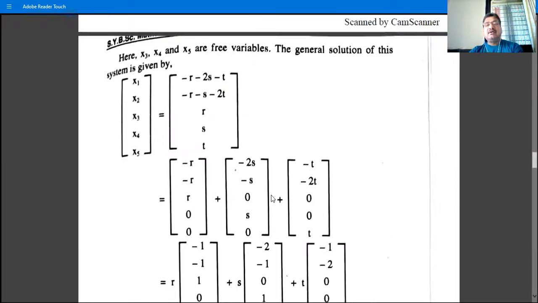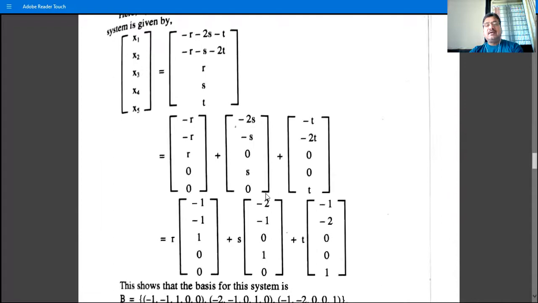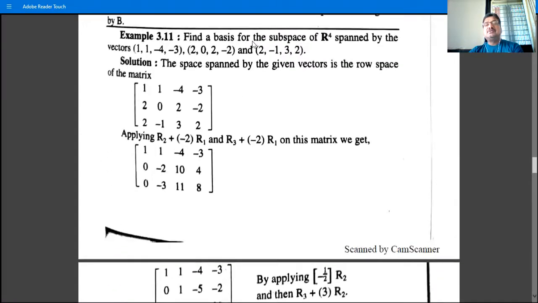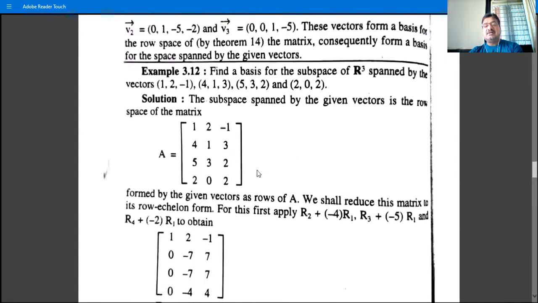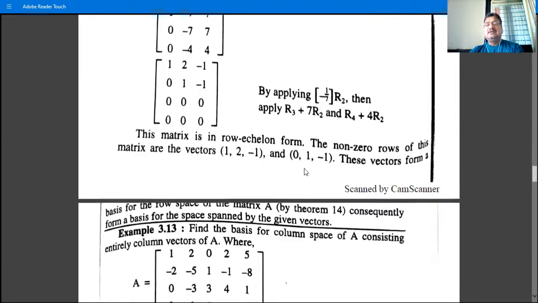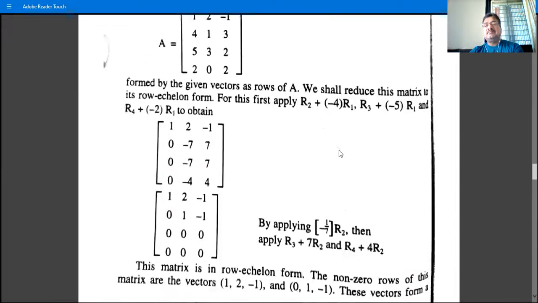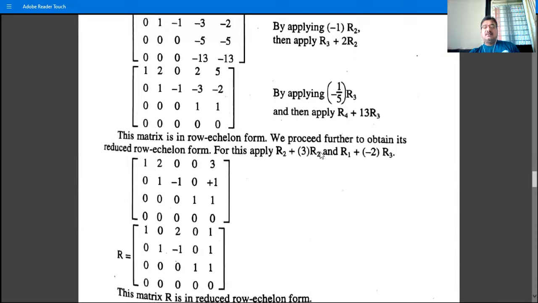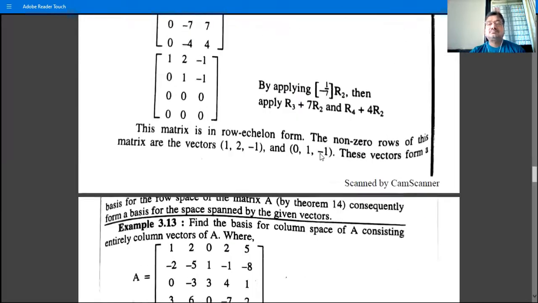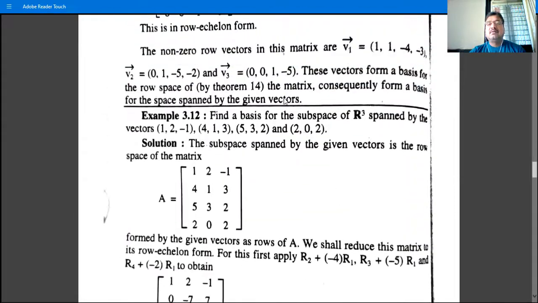So the basis for the subspace spanned by these three vectors is the set containing these three vectors V1, V2, V3. This set of three vectors is the basis for the subspace spanned by the given three vectors. Okay, and so its dimension is 3.